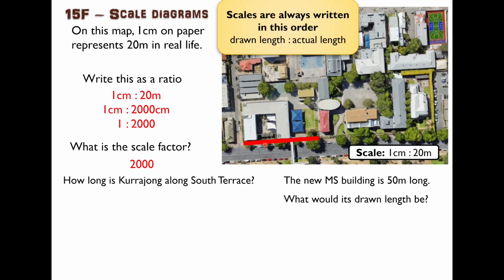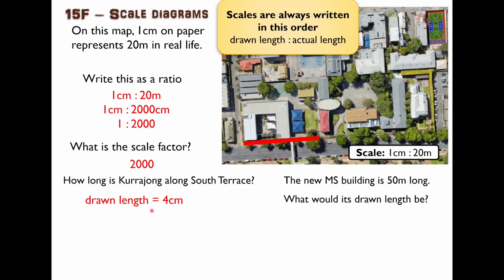Now I can investigate different lengths on this diagram. For example, I've marked here the length of Kurrajong, the reception to year 2. And we can look at, well, how long is Kurrajong along South Terrace? How many meters is it? Well, first we can measure it with a ruler. So you can grab your ruler out and measure it. The drawn length, the length on paper, is 4 centimeters here, if you measure it with your ruler.